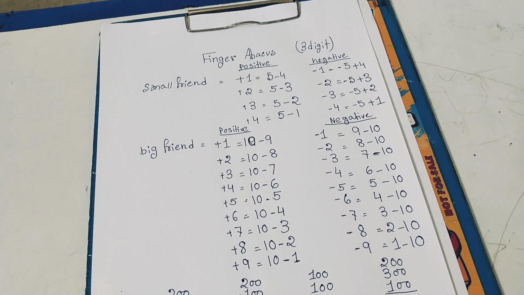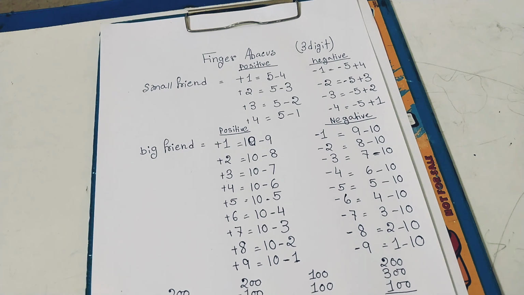Positive again: plus 2 is 5 minus 3, plus 3 is 5 minus 2, plus 4 is 5 minus 1. And for the negative, minus 2 is equal to minus 5 plus 3, because it is the negative formula. That's why the big number we have to put first. 5 is a bigger number than 3, so minus 5 plus 3. Minus 3 is minus 5 plus 2, and minus 4 is equal to minus 5 plus 1. That is the small friend formula.